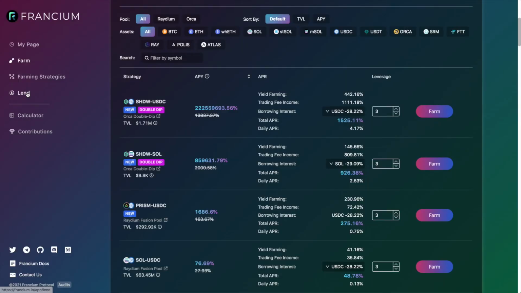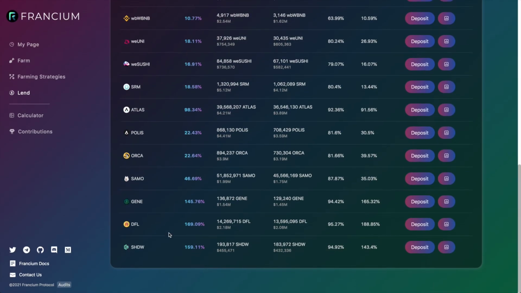But one step further, if you don't want to worry about this liquidation risk and you don't want to worry about impermanent loss and dealing with any of that, what you can do is take your Shadow tokens and go to the Lend tab. If you go down to the bottom, you can see Shadow is down here. All you have to do is deposit your Shadow tokens and you can get 159% interest. Risk-free, don't have to worry about impermanent loss.